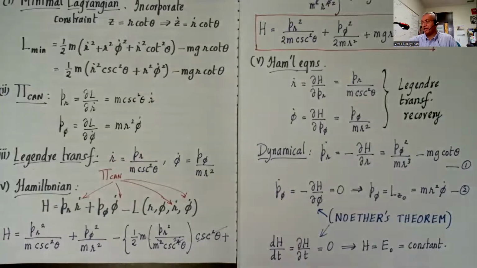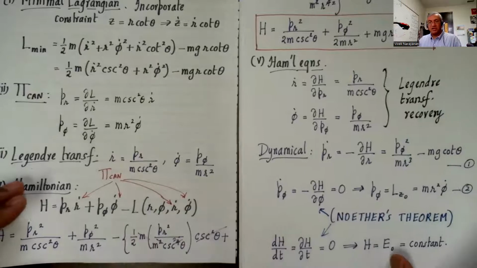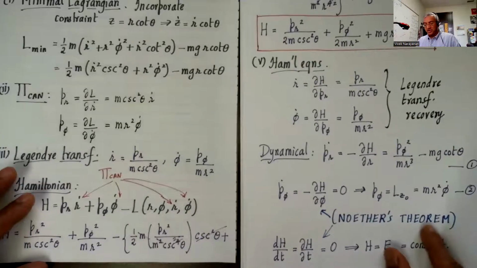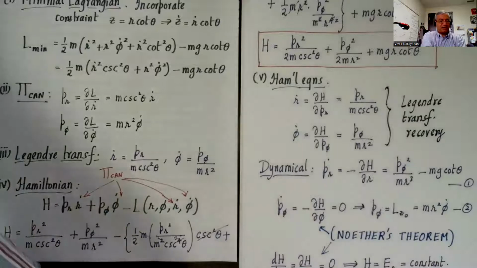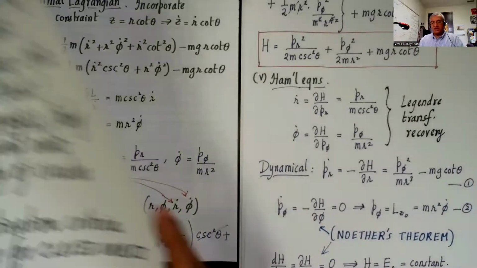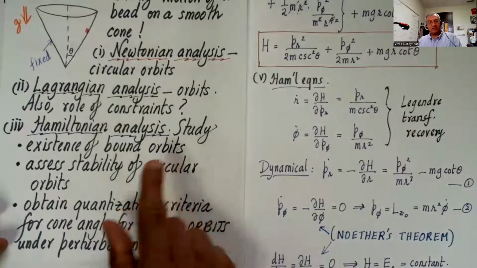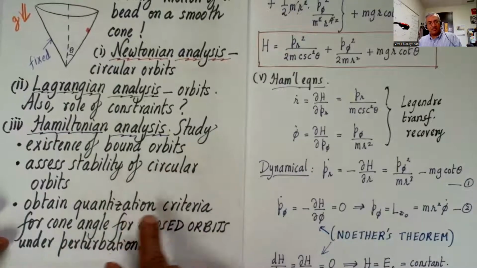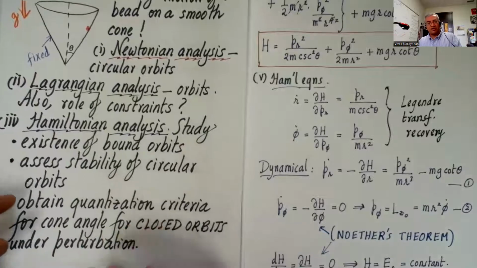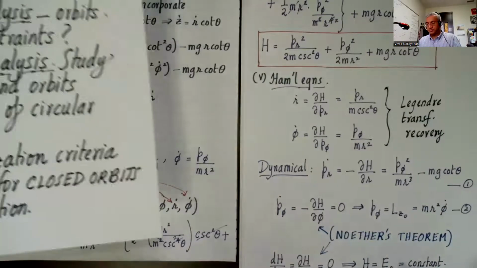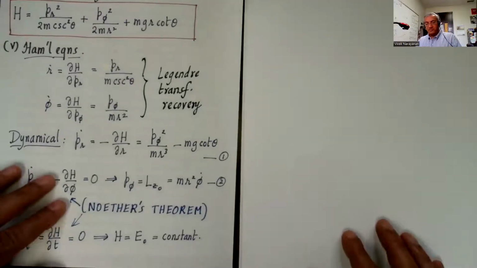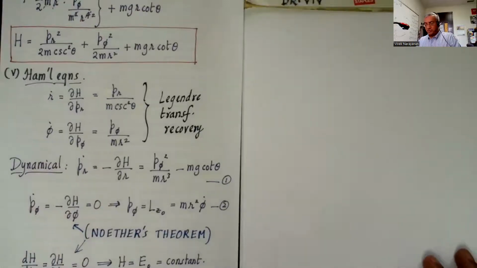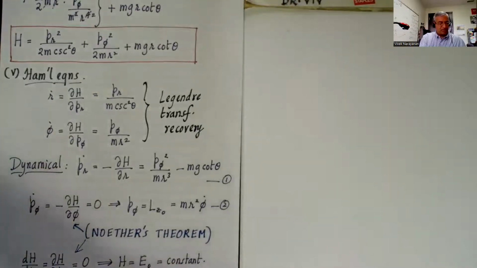Now, with this energy available to the mass, why doesn't it go crazy and do crazy things? Well, our next study is to study the bounded orbits. So that's what we're going to do next. We're going to study the existence of bound orbits, and then we're going to assess the stability of the orbits, and lastly, we'll obtain a quantization criterion. So those are the three things we'll be doing with the Hamiltonian approach. So let's keep this Hamiltonian handy to investigate bound orbits.